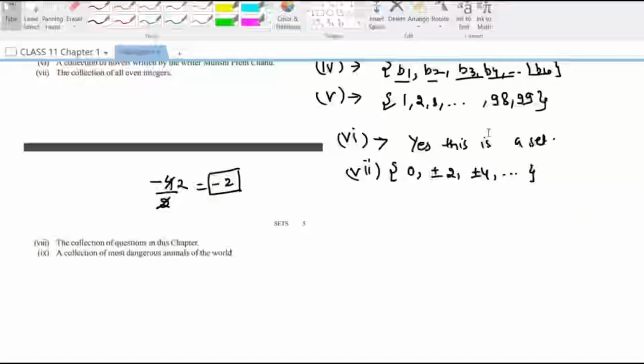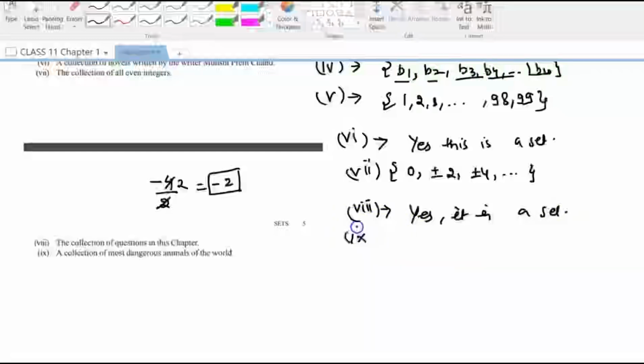Okay, so the next part, the collection of questions in this chapter. I don't think that there is any confusion if any question belongs to this set or not. If a question is given, you can easily identify if it belongs to this chapter or not. So again, it is a set and they are all distinct. So yes, it is a set.